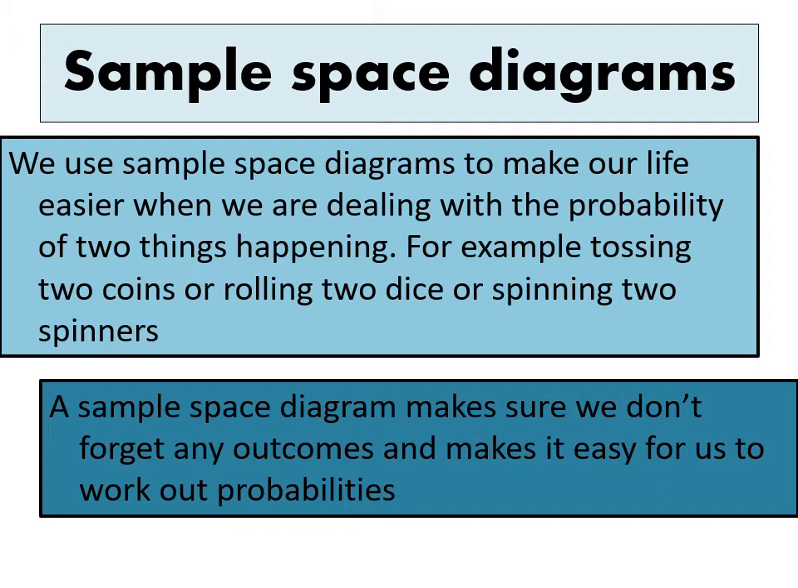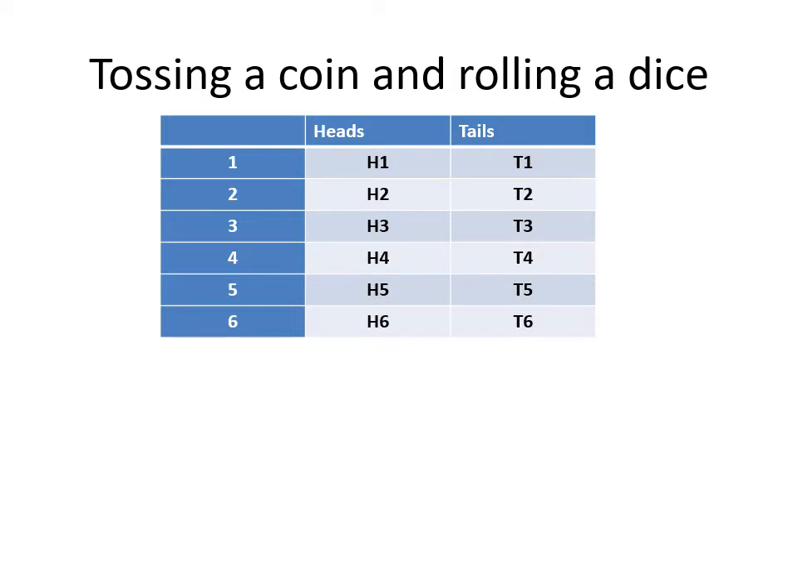Whenever we have more than one event together, for example tossing two coins together, or rolling two dice together, or a dice and a spinner together, sample space diagrams help us to record the outcomes, so that we do not forget any outcome.